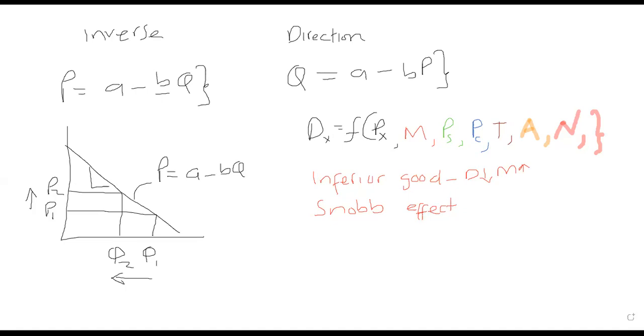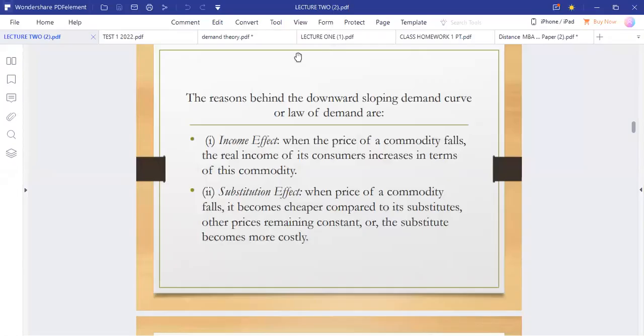Snobby effect arises when people buy goods. What did we say? Or what's the bandwagon effect? Bandwagon is when everyone else is buying, when a good is being bought by a lot of people, then one also wants to get it.